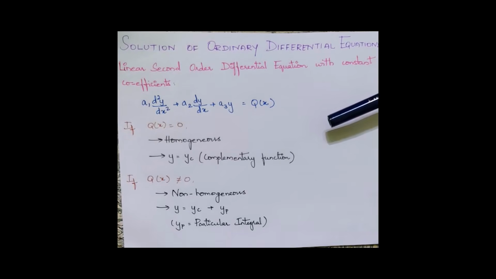There are two cases: when q of x is equal to 0 and when q of x is not equal to 0. When q of x is equal to 0, the equation is said to be homogeneous and its solution is given by the complementary function. When q of x is not equal to 0, the equation is non-homogeneous and its solution is given by the sum of the complementary function and the particular integral.